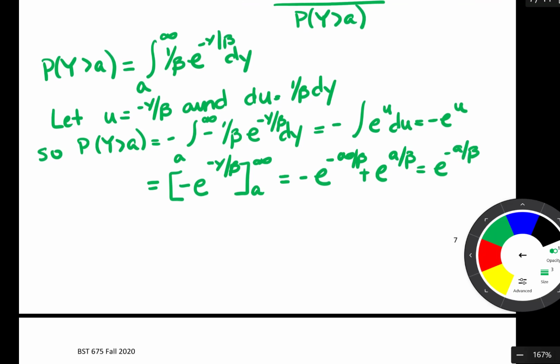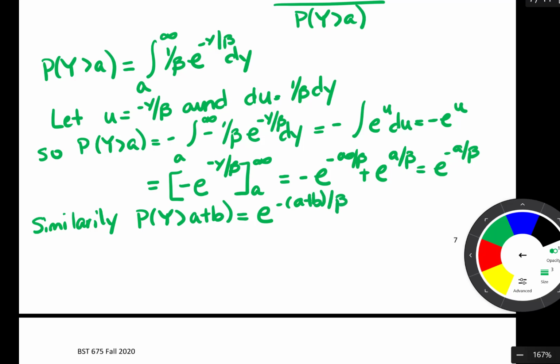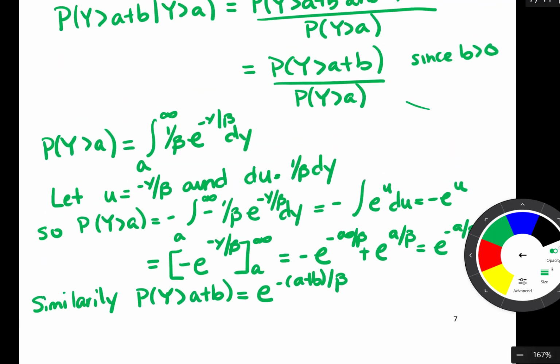And it ends up we could do something very similar with the probability that y is greater than a plus b. And it can be shown this is equal to e to the negative a plus b over beta. So now that we have found these two different probabilities, we can plug them into this piece right here.